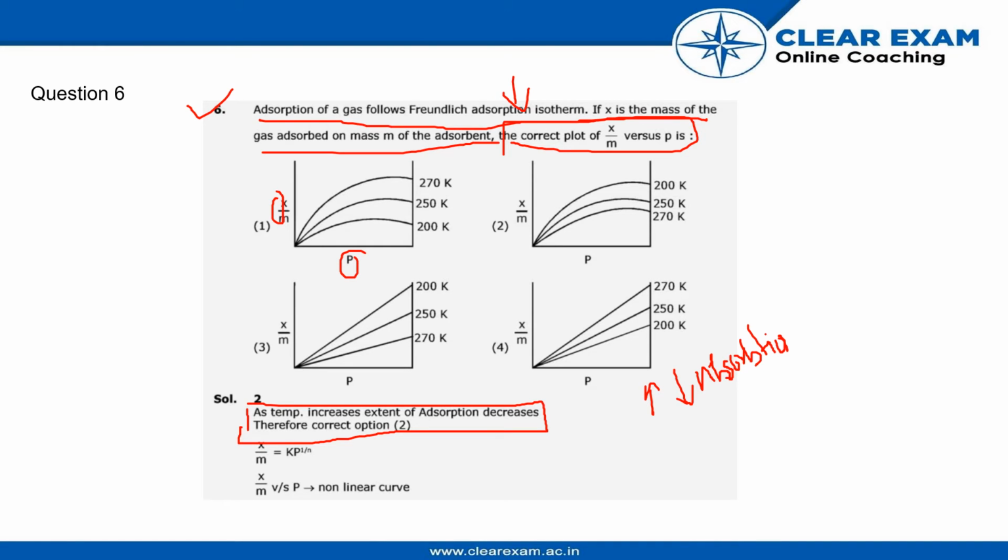Capacity of any substance decreases. So the formula comes out to be x by m equals k p to the power 1 by n, which is a non-linear curve, which is wholly divided by 1 by m divided by p, which is not a linear curve, and hence x by m when in proportion with p will always give a non-linear curve. So second is the correct answer.